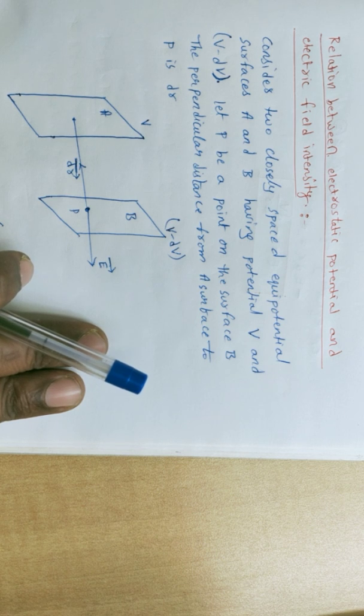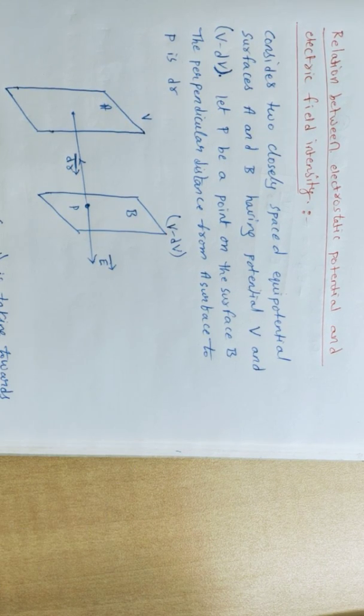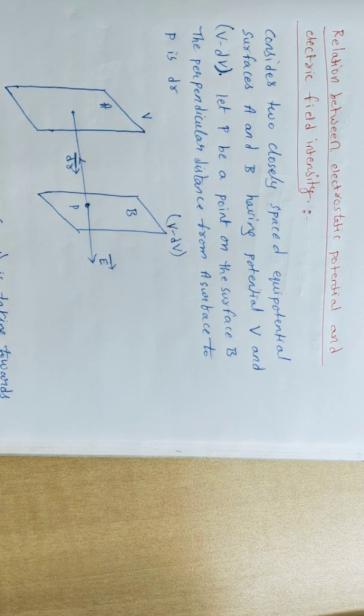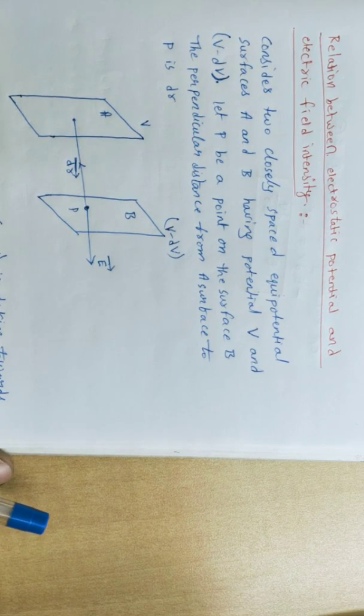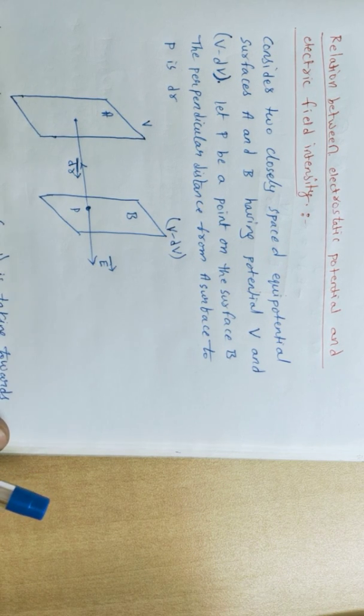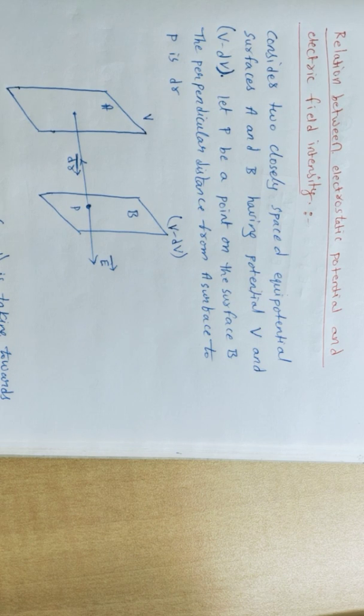Okay friends, now we want to discuss a new important relation, that is the relation between electrostatic potential and electric field intensity. This is very important, and from this relation we can solve many problems in competitive examinations also. How we get that relation between electric potential and electric field intensity, now we will observe. This concept can be explained with the help of equipotential surfaces.